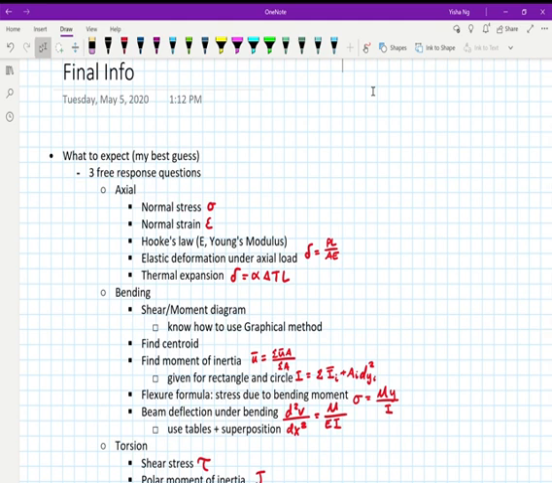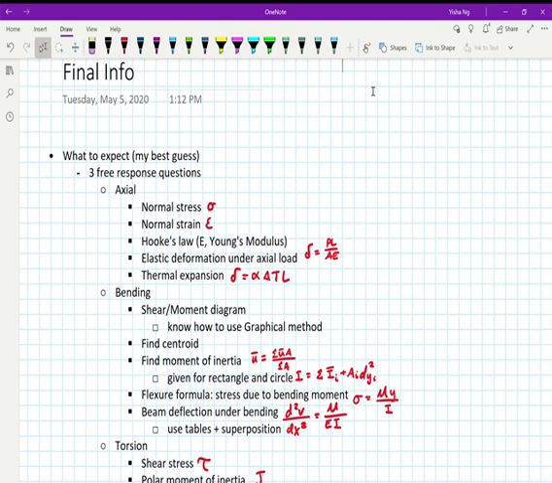This is my best guess. TAs don't have access to the final, so I really can't tell you for sure what's going to be on it. But based on what the announcements have said and the material that we've covered, this is my best guess of what to expect. You're going to have 3 free response questions. It's going to be 1 on axial, 1 on bending, and 1 on torsion.